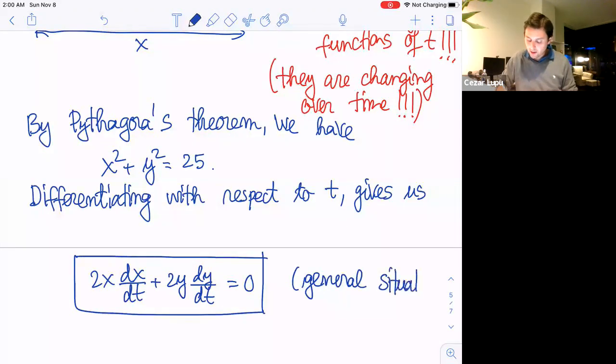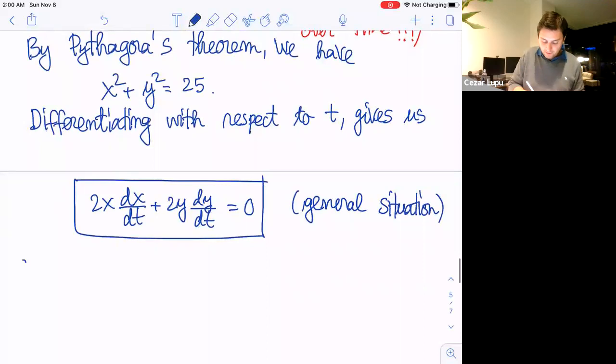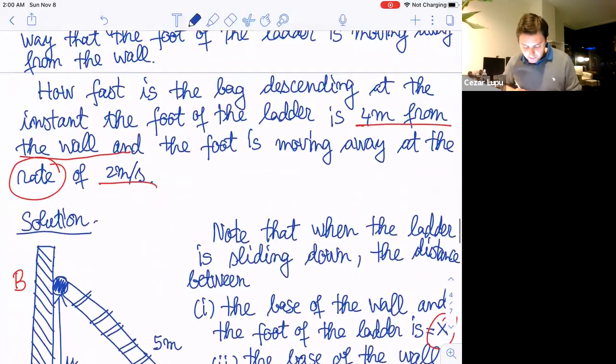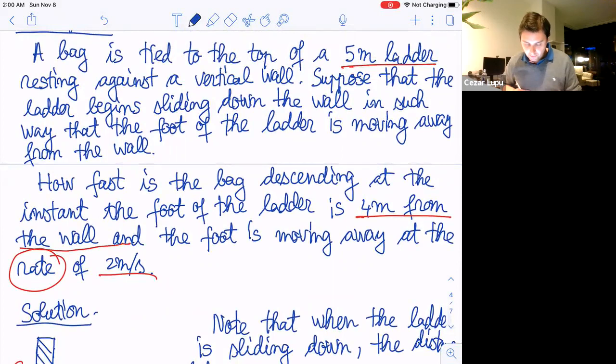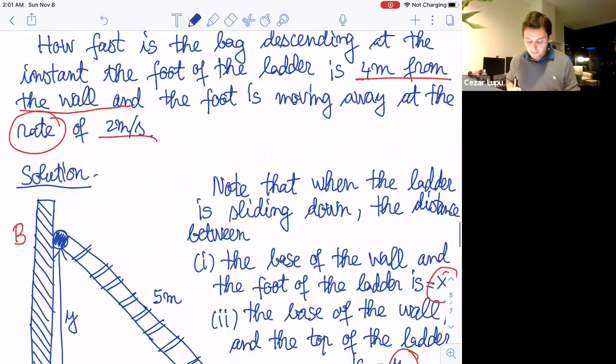And now let's see what happens in our specific case. Let's look back at our problem. We know that the rate of change of x is 2 meters per second, and at this time x will be 4. If you look at the question, it says, how fast is the bag descending at the instant the foot of the ladder is 4 meters from the wall, and the foot is moving away at the rate of 2 meters per second. So we can identify here that x is 4 meters, and dx over dt is 2 meters per second.